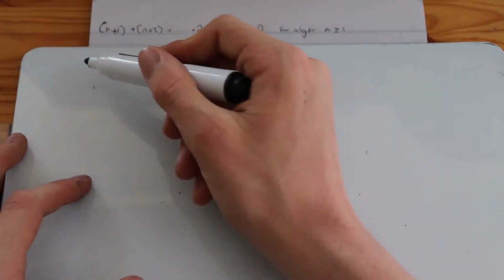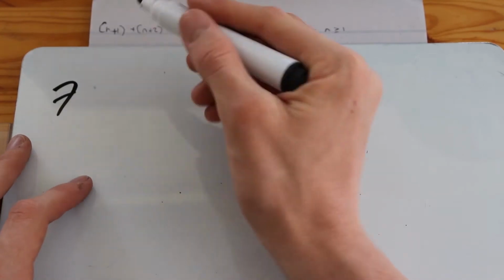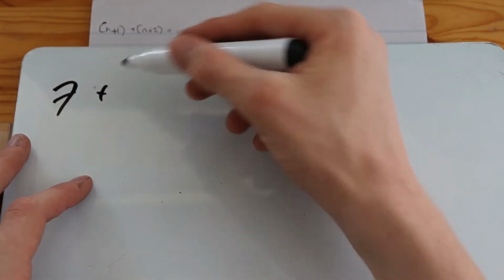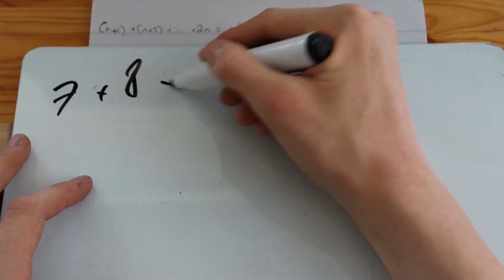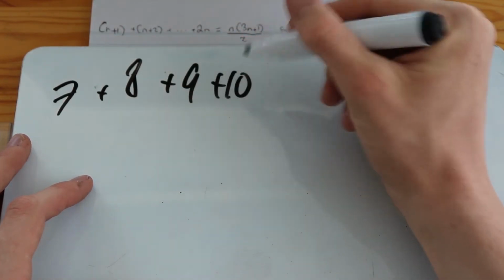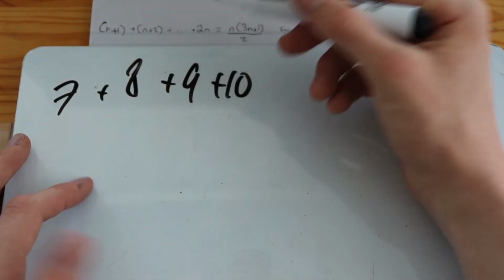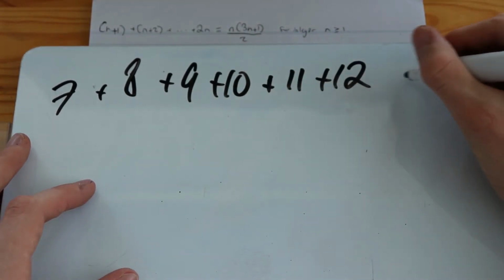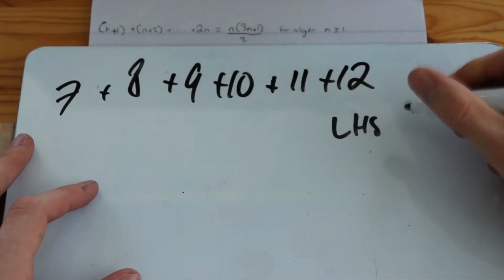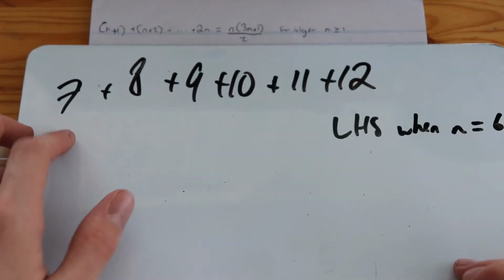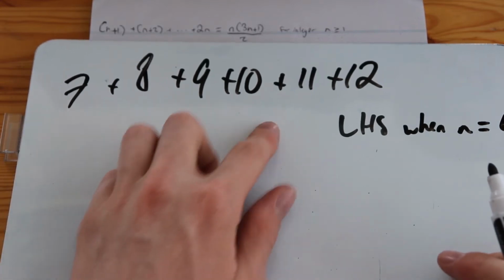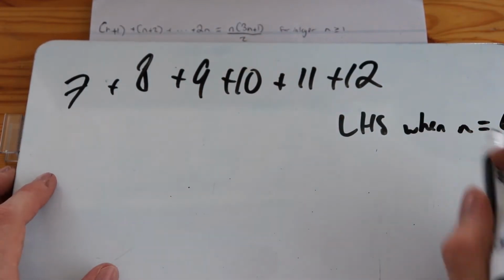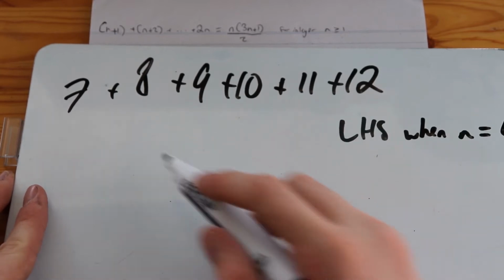So for an example, what this statement would mean when n is equal to 6: we start at n plus 1, which would be 7, and then we add the next number, which is 8, and we keep going up increments of 1, all the way until we get to 2 times 6. So this would be 12. That's the left hand side when n equals 6. So we're just starting at the number 1 above n, going up by 1 each time until we get to the number 2 times n. And what does the right hand side look like?